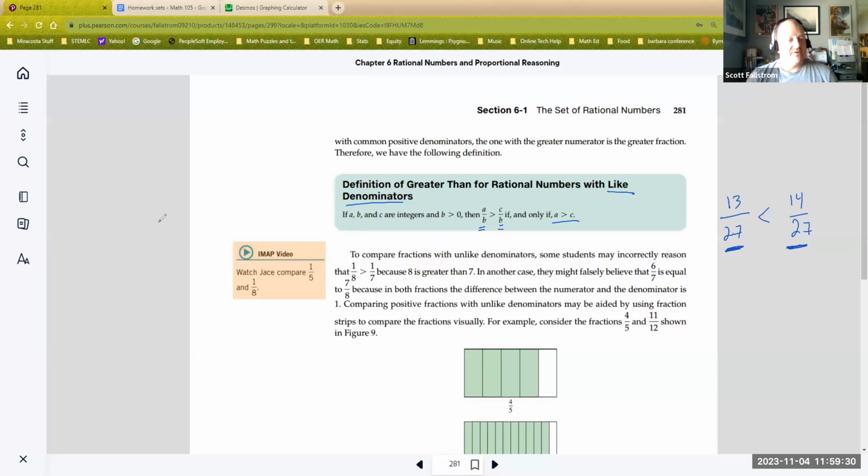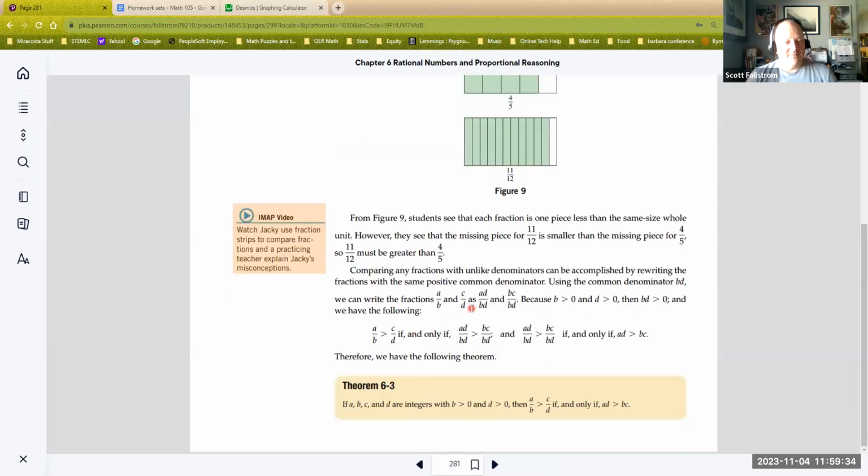The issue comes up when they don't have the same denominator, right? So if they don't have the same denominator, guess what? We have our new best friend. Oh man, I fluffing love fractions. So if you had 4/5 and 11/12, I'd look and I'd say, hey, those denominators are not the same, but I could fluff them. And so I'll fluff this one with a 5. I'll fluff this one with a 12.